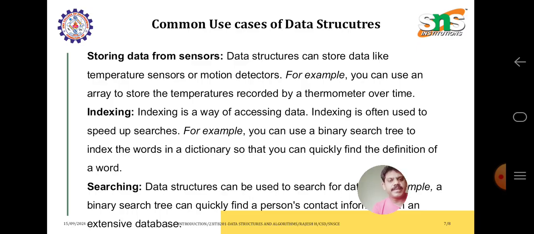Another example is indexing, where the binary search tree is a good example. How is a word found in a dictionary? What kind of search process does the dictionary use to find a word? That is a good example for indexing. Another example is searching for a particular person's contact information through a large database, where we use a binary search tree.